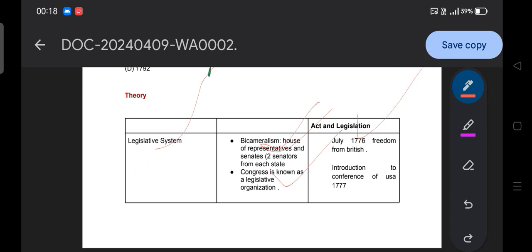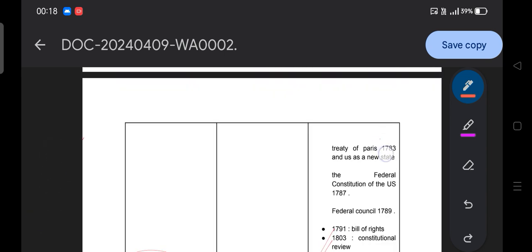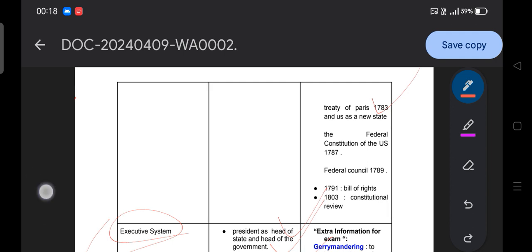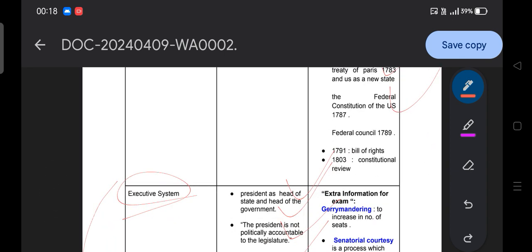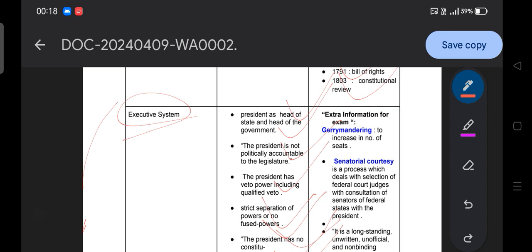Then acts and legislation. 1776, freedom from British. Okay, introduction to the Confederation of USA 1777. Then Treaty of Paris 1783, USA as a new state, then the Federal Constitution of USA 1787, then the Federal Congress 1789. Okay, or we can say that it came into force. 1791 Bill of Rights and 1803 Constitutional Review or Judicial Review.